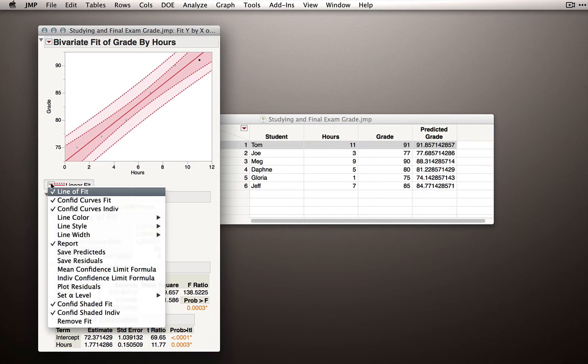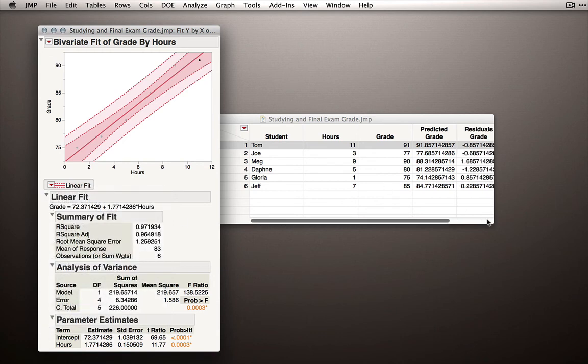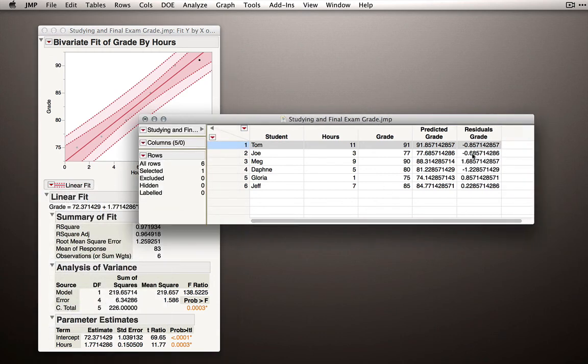Now under the red triangle, you can also get the saved residuals. So we can save these directly to the table, just like the predicted scores. What this will save is the deviation between each individual's actual score and what was predicted for the individual. Notice for Tom, the model over-predicted him by 0.85. So 91 minus 91.85 is negative 0.85.